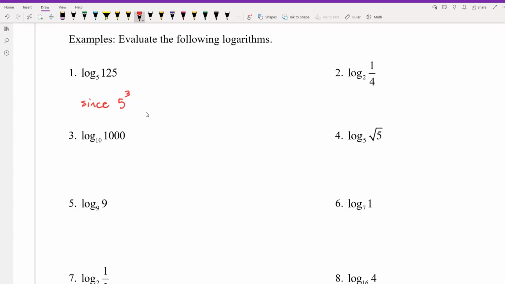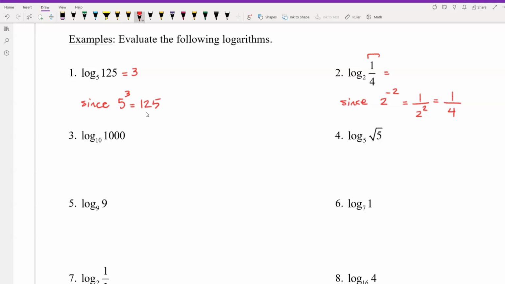Since 5 cubed is equal to 125, this is equal to 3. Number 2, base is 2. Here we have 1/4. Since 2 to the power -2 is equal to 1/2 squared, so that is equal to 1/4. So here we have 1/4.